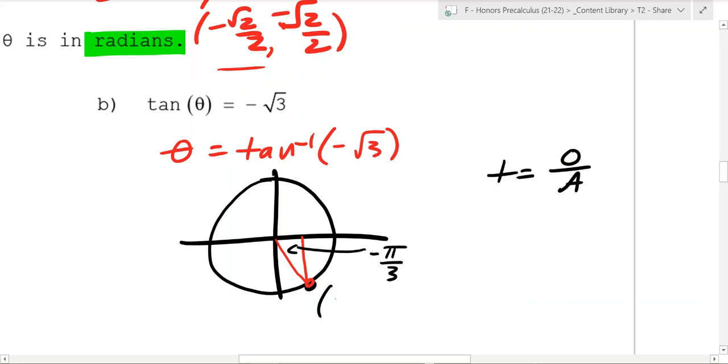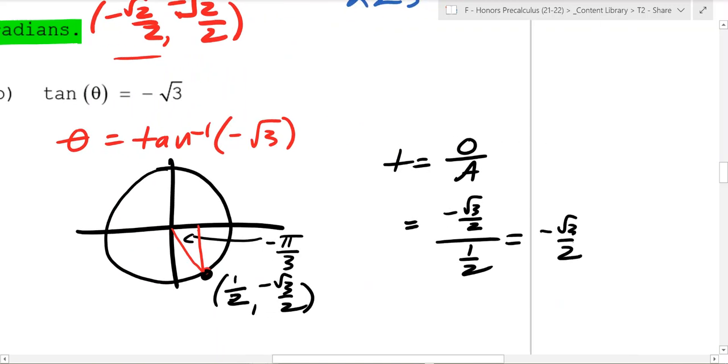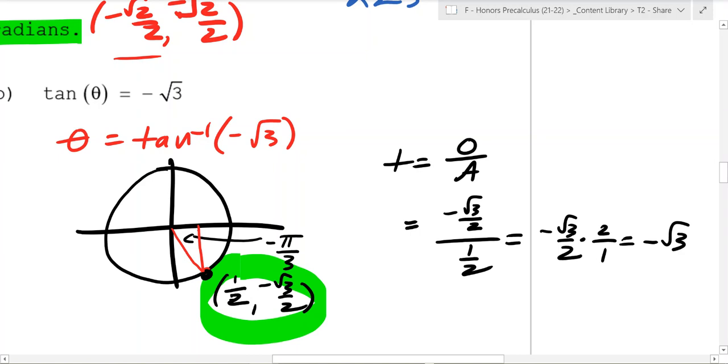you're going to end up with 1/2 as your x coordinate and negative root 3 over 2 as your y coordinate. And remember, tangent is opposite over adjacent, so it's going to be negative root 3 over 2 over 1/2, which is negative root 3 over 2 times the reciprocal, which is 2 over 1, which is negative root 3. So if you remember your trig values, it's going to be the y coordinate. Another way to write this is the y coordinate over the x coordinate. So when is the y coordinate over the x coordinate equal to negative root 3? And that's at negative pi over 3.